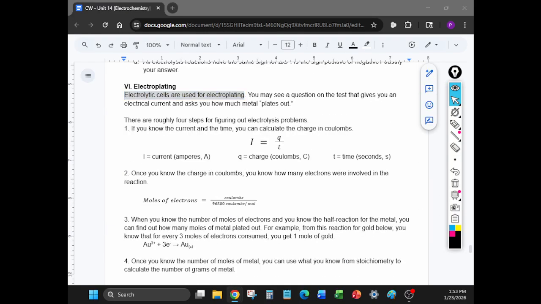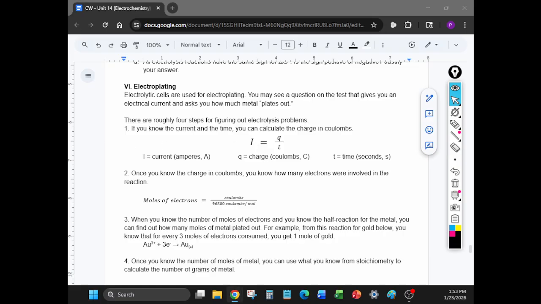And this formula is actually on your AP equation sheet, but basically what this allows you to do is figure out how long it takes for a certain amount of metal to plate out or solidify in an electrolytic cell.